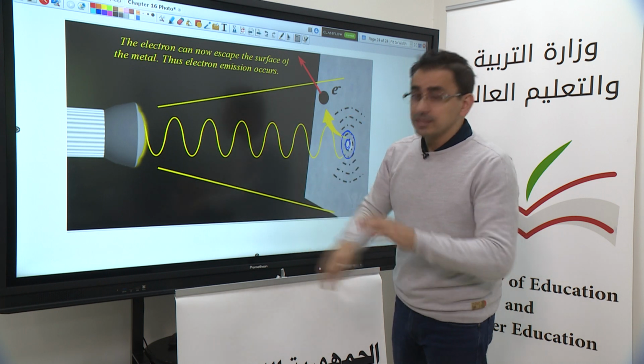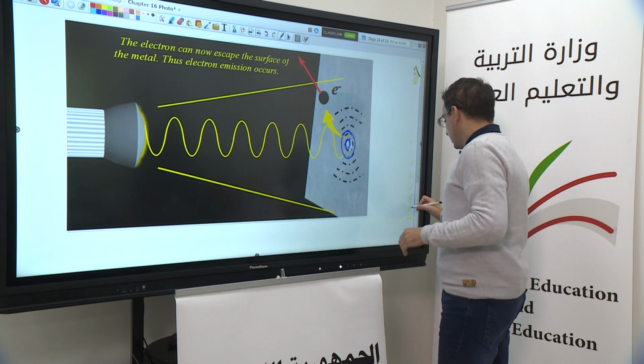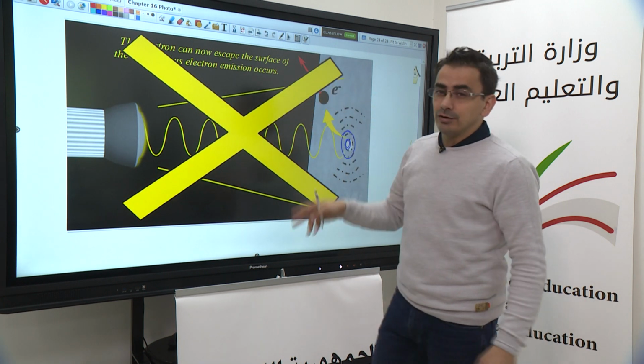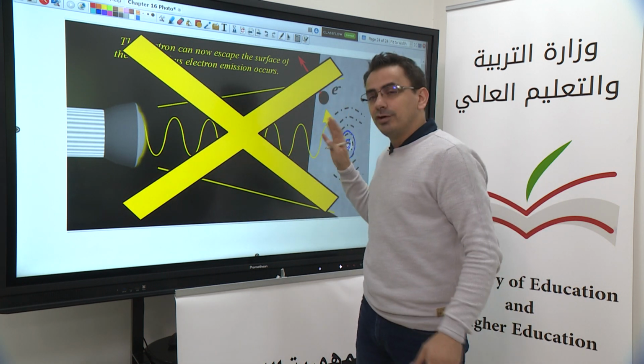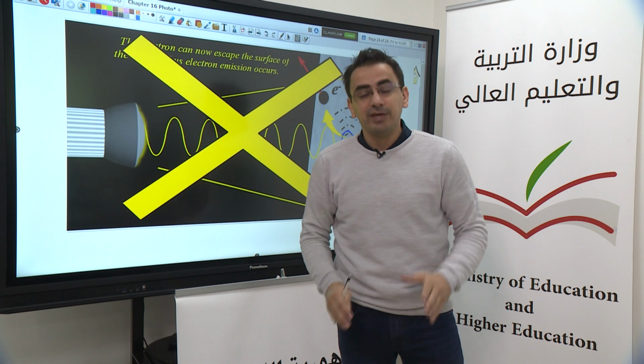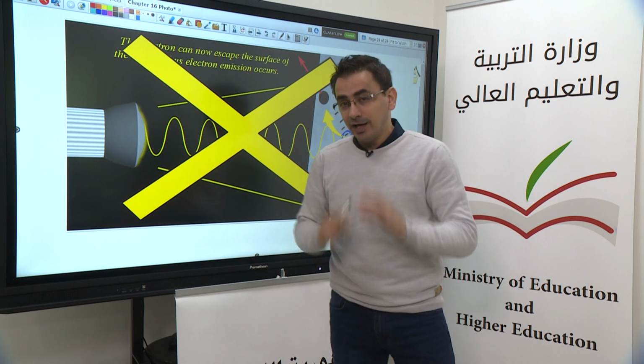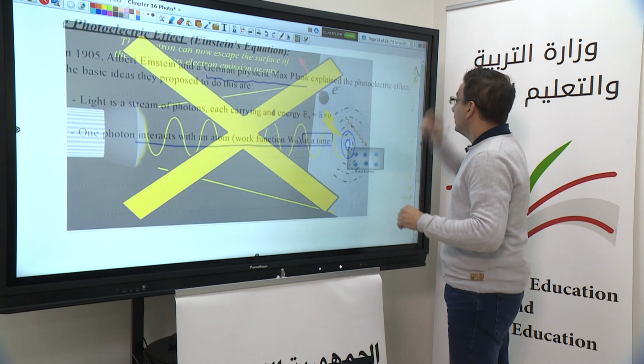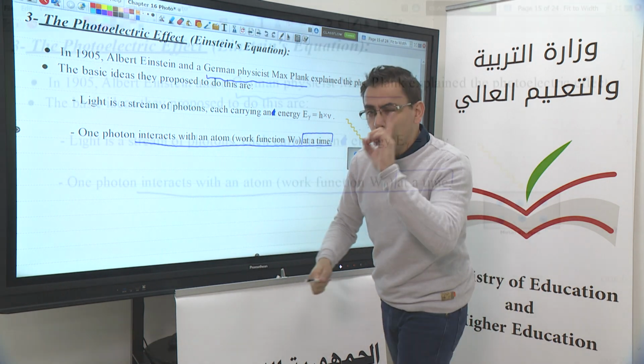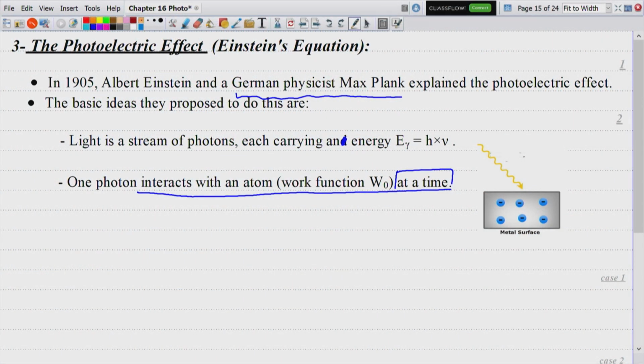So this theory is completely wrong. We could never explain photoelectric effect using the wave nature of light. And that's why Albert Einstein and Max Planck had to suggest this: one photon at a time, not a continuous wave or something like that.